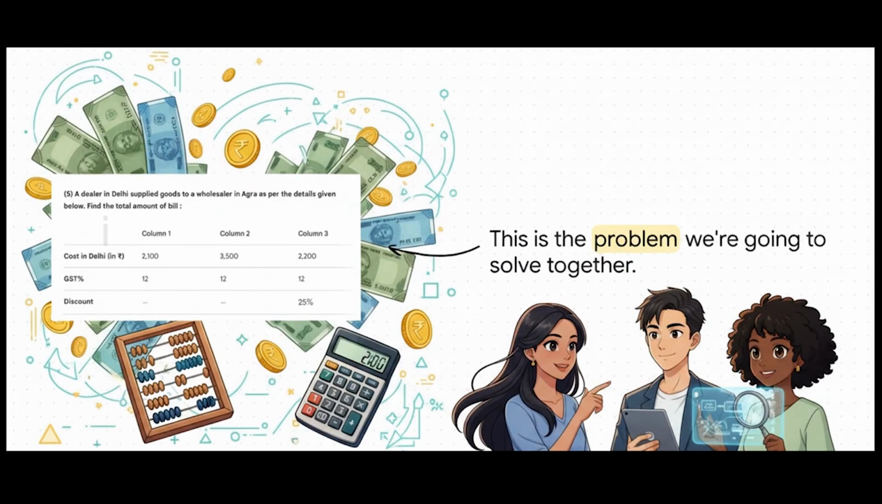So, this is our challenge. It's a bill from a dealer in Delhi to a wholesaler in Agra. And as you can see, we've got 3 different items, a GST tax, and a discount thrown in there just to make things a little more interesting. Our mission together is to figure out that final total amount.